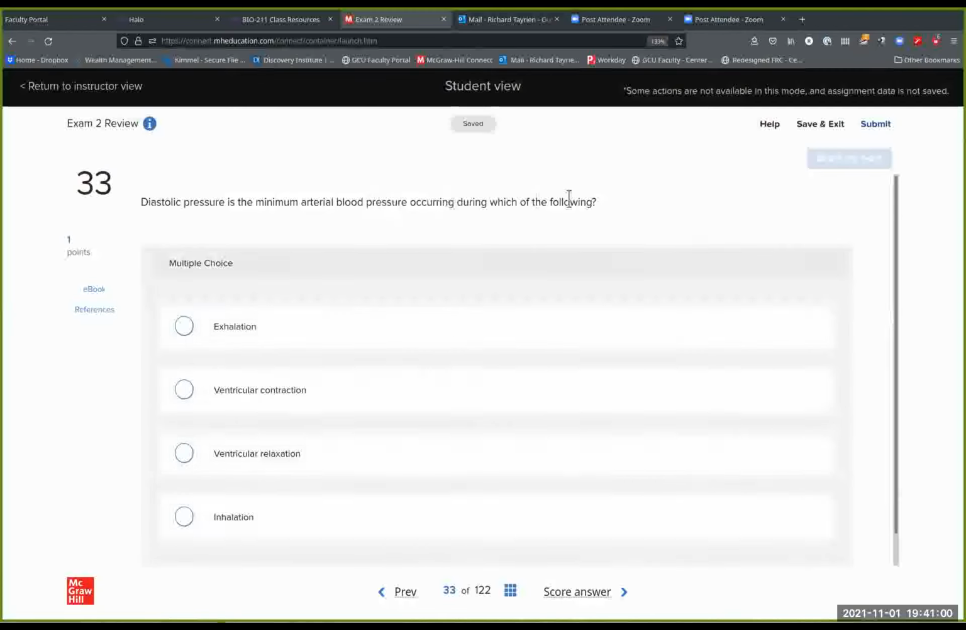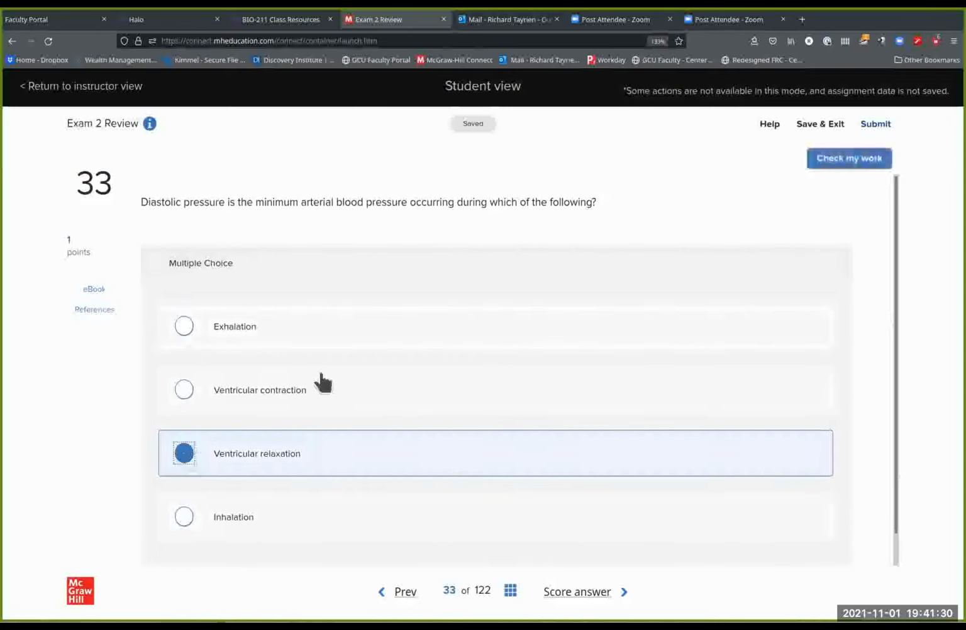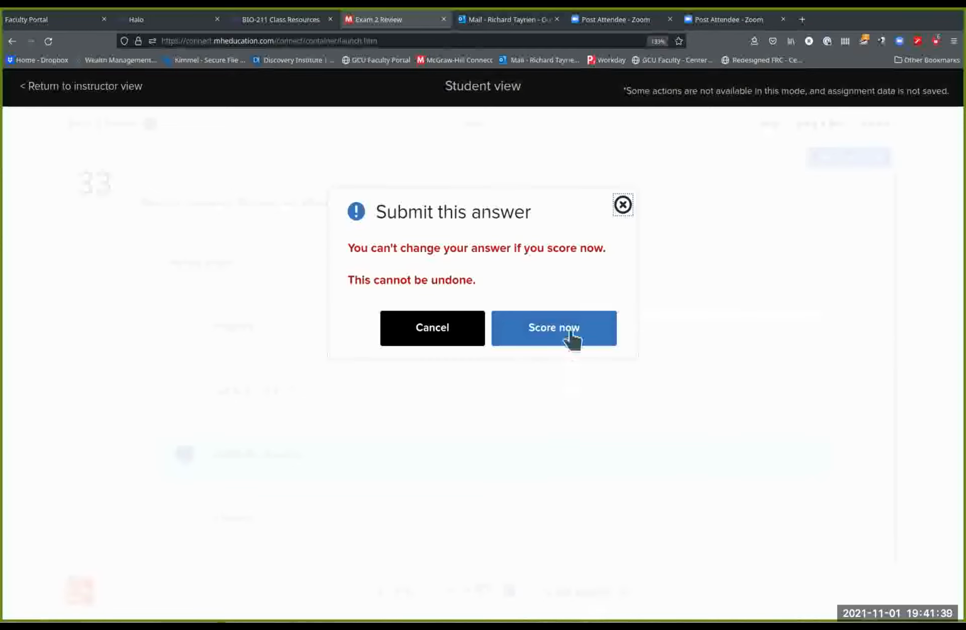Diastolic pressure is the minimum arterial blood pressure occurring during which of the following? Exhalation, ventricular contraction, ventricular relaxation, inhalation. Diastolic pressure, when does that occur? Relaxation. That's right. So what's happening then? You're filling the ventricle with blood, right? So that's when the pressure drops.